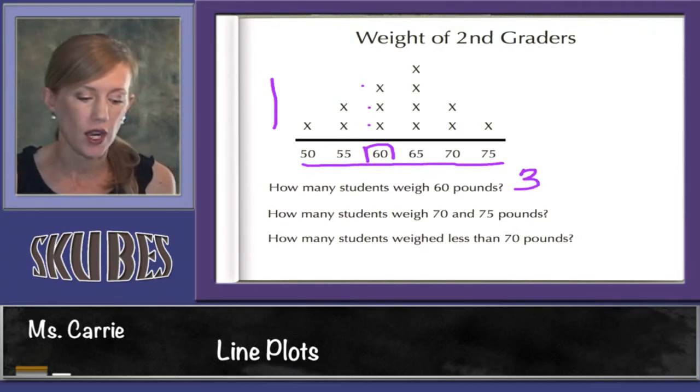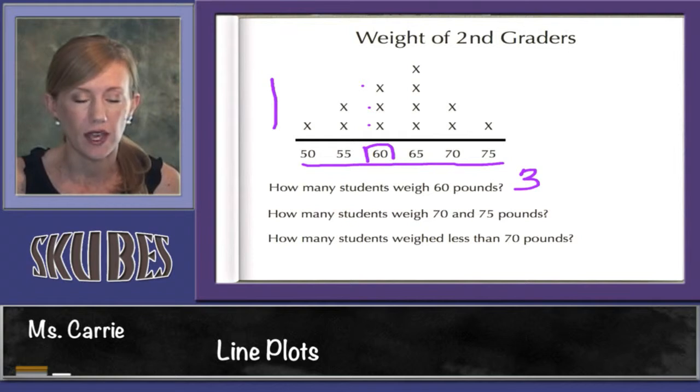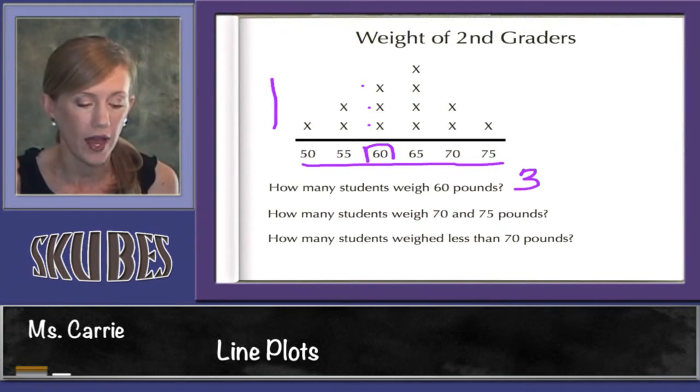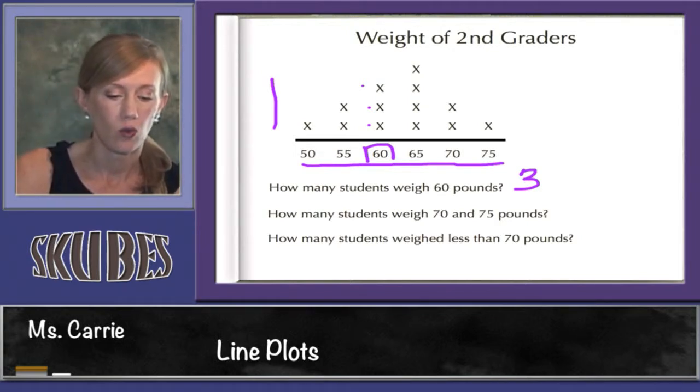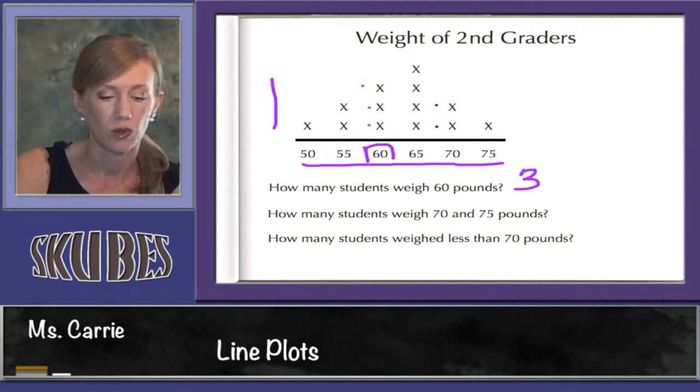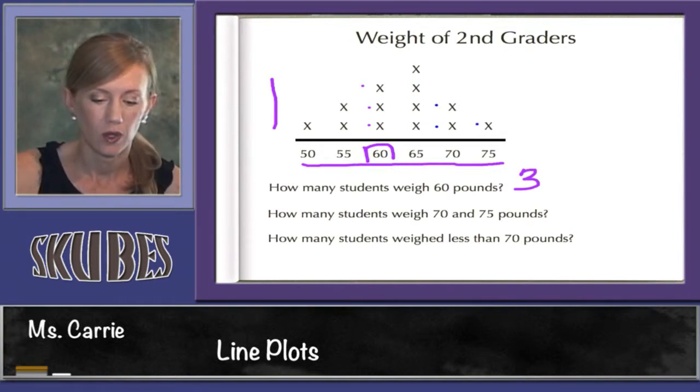The second question asks, how many students weigh 70 and 75 pounds? So this time we need to count up the 70 pounds and the 75 pound students. There are 1, 2, 3. So our answer is 3.